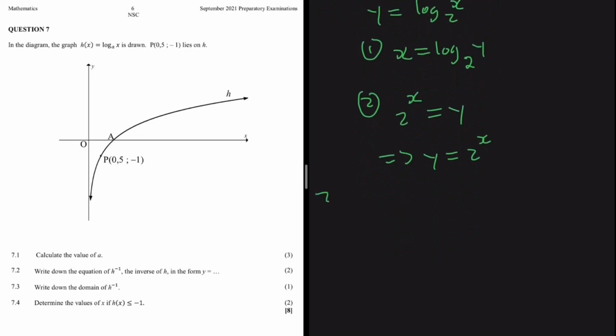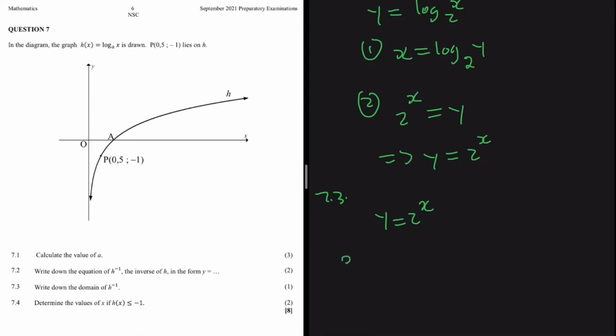And let's do 7.3. 7.3 says write down the domain of the inverse of h. The inverse of h is clearly y equals 2 to the power of x. The domain of a function is all the x values for which the function is defined. Clearly y equals 2 to the power of x is defined everywhere. If the numbers are extremely large, getting closer to infinity, the function is defined. If x is 0, the function is defined. And even for all negative numbers, the function is still defined.